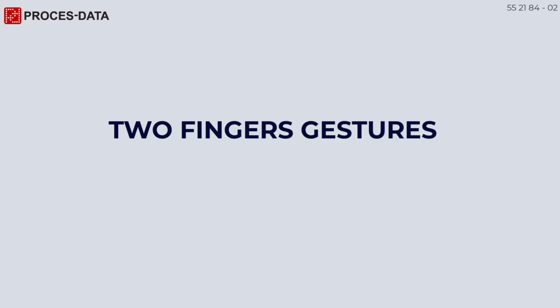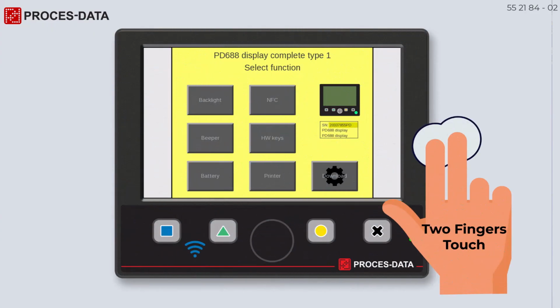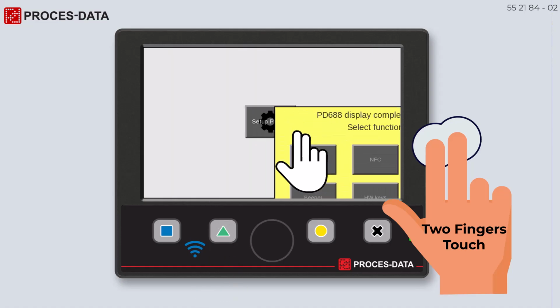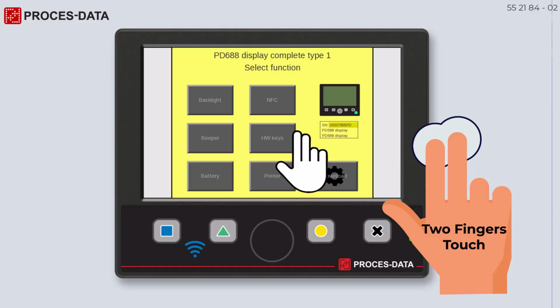Two-finger gestures. Two-finger touch. Touch the screen with 2 fingers in a view. If the view has been moved or zoomed, you will restore the view to original size and position. In this example, we drag the view and then restore it with a 2 finger touch.